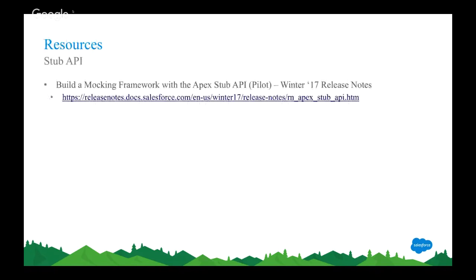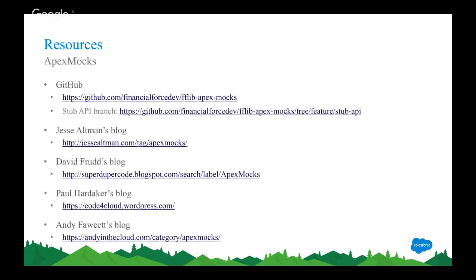So there's a couple of resources for this. You can check out the Stub API. It's in the release notes for Winter '17. And for ApexMocks, there's a ton of articles, and the GitHub link is there. If you do get access to the Stub API pilot and you want to try ApexMocks out, the Stub API branch is out on GitHub. You can pull all that code down and run it as well. And then there's a bunch of blogs here which have all the ApexMocks articles on there and how to use it, how to get started, and stuff like that.